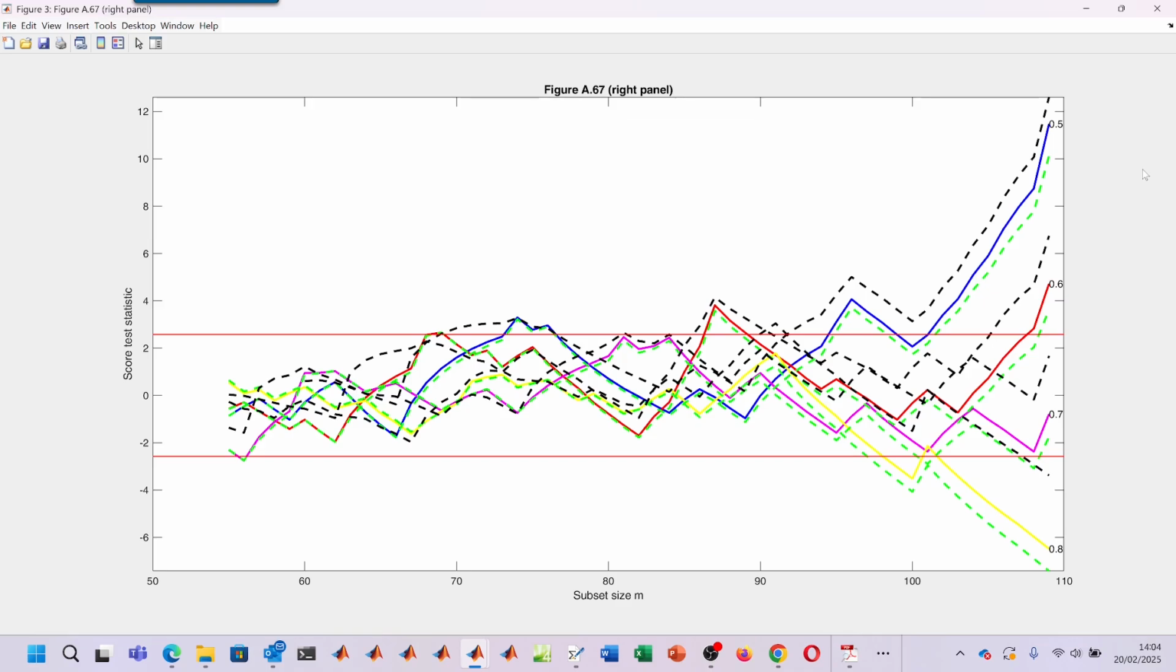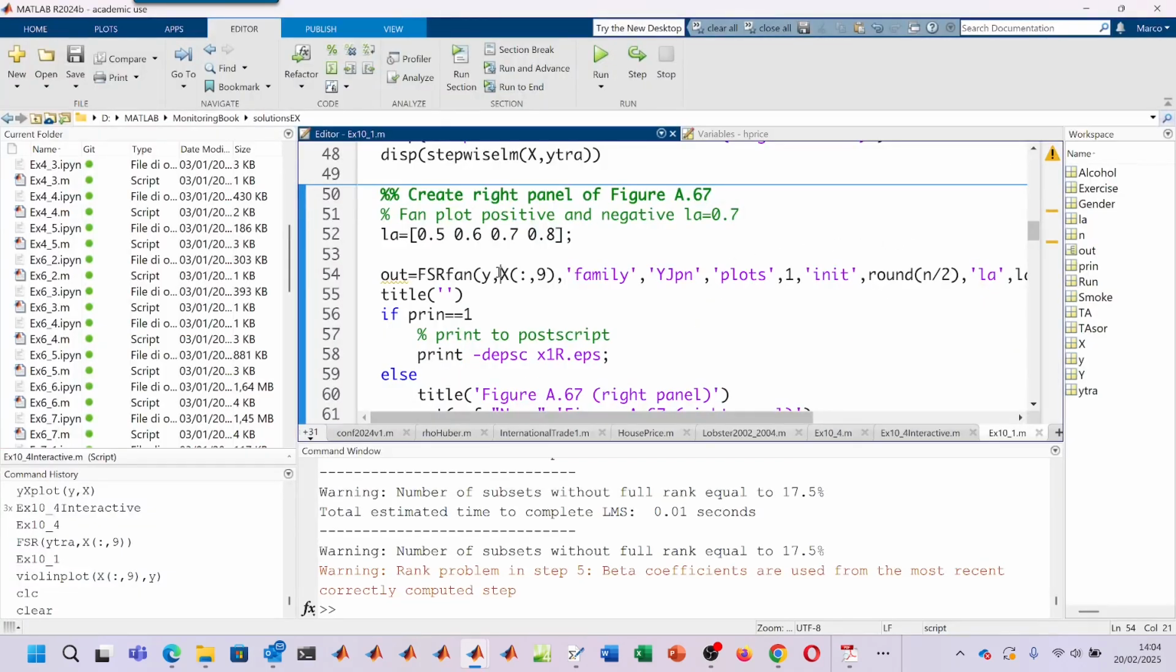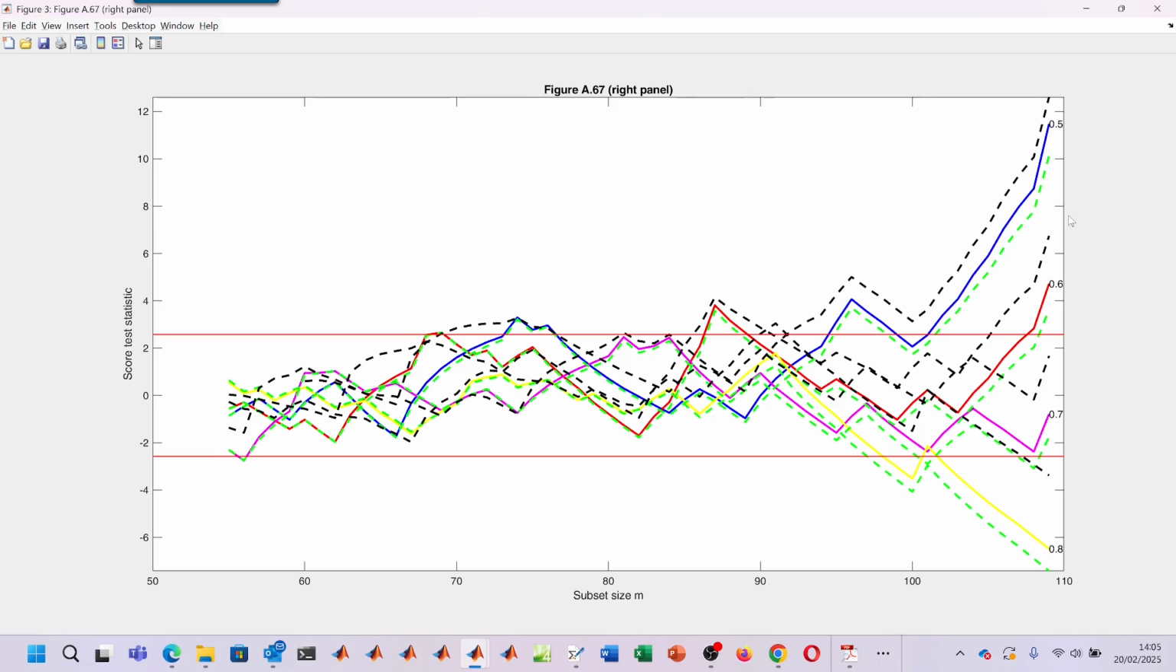So we now move to consideration of the transformation of the response when we only have x9 as an explanatory variable. The right-hand panel of figure A67 shows the fan plot for deciding whether one parameter is good for both positive and negative observations, or whether different parameter values are needed for the positive and negative observations.